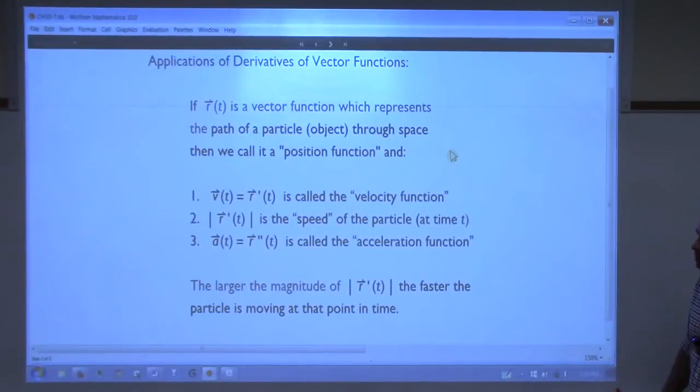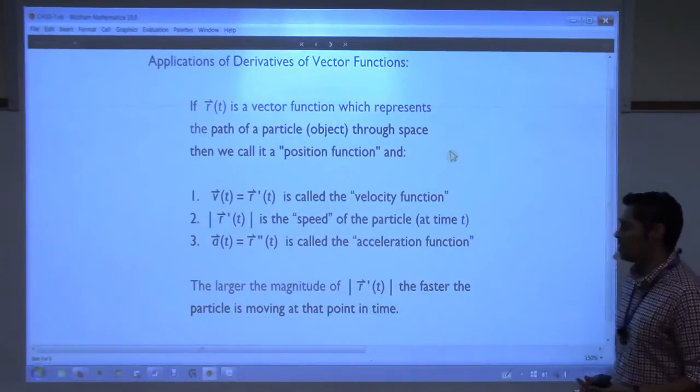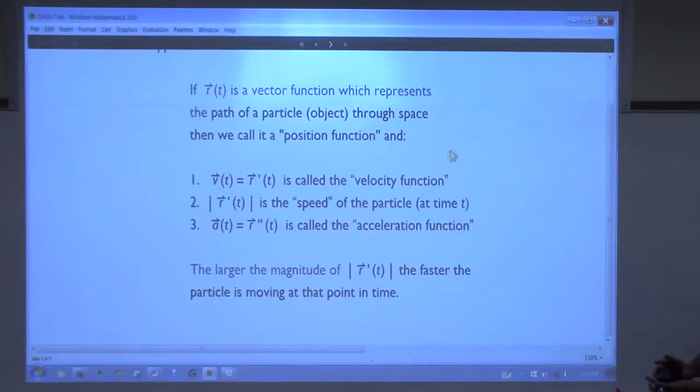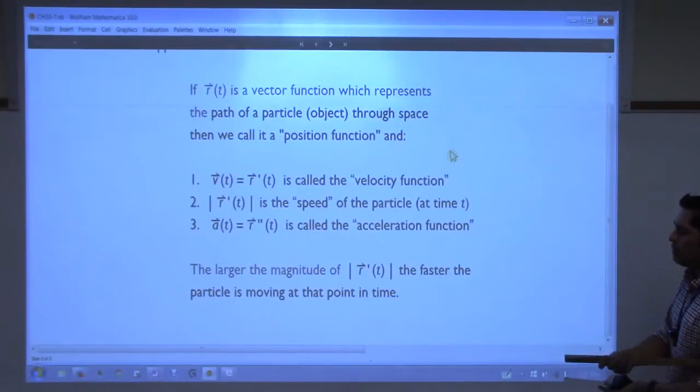They're related, but they're different. And then if we take the second derivative of the position function, we get the acceleration function. The larger the magnitude of the derivative, the faster the particle is moving at that point in time.